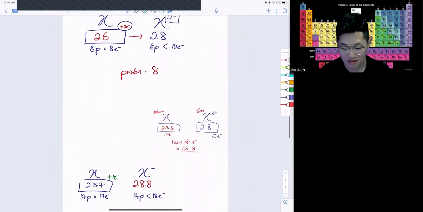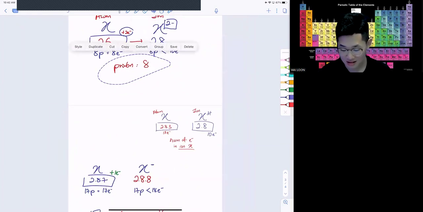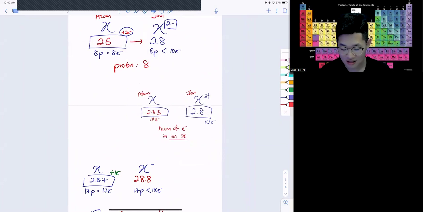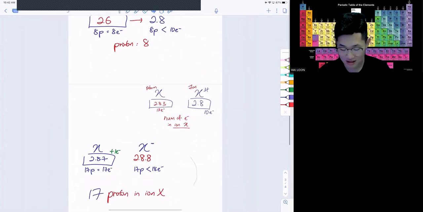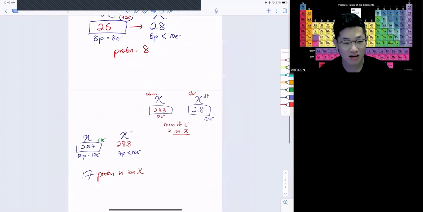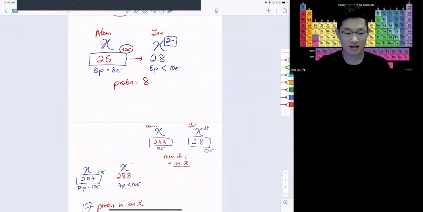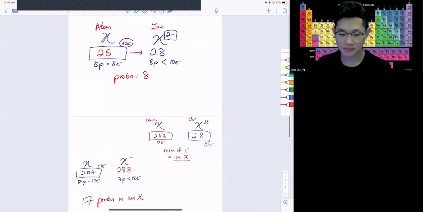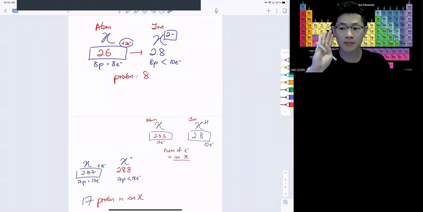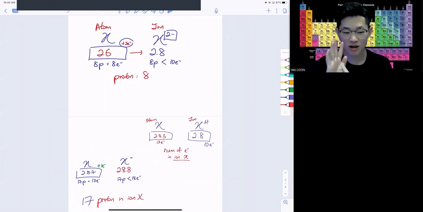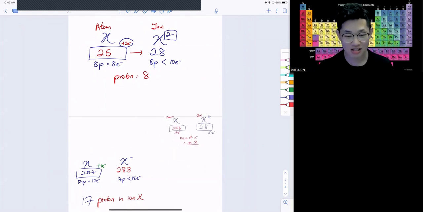Okay, we have 3 examples just now. If there's any example you want to copy down, you can copy down now, or you want to screenshot also can. Any question? No question? Okay, if no question, here's the last thing for the atomic structure.